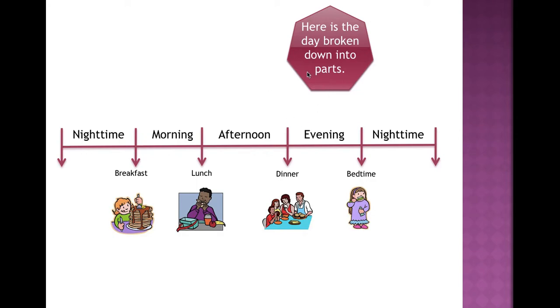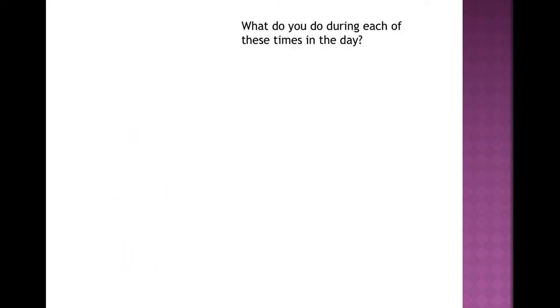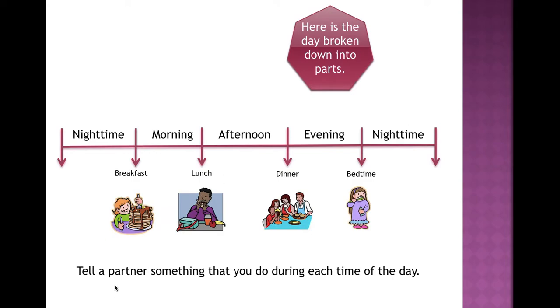So here's the day broken up into different parts. We have nighttime, morning time, afternoon time, evening time, and then nighttime again. Over here it says tell a partner something that you do during each time of the day. Maybe you can share this with your mom or dad, something that you do each time of the day.